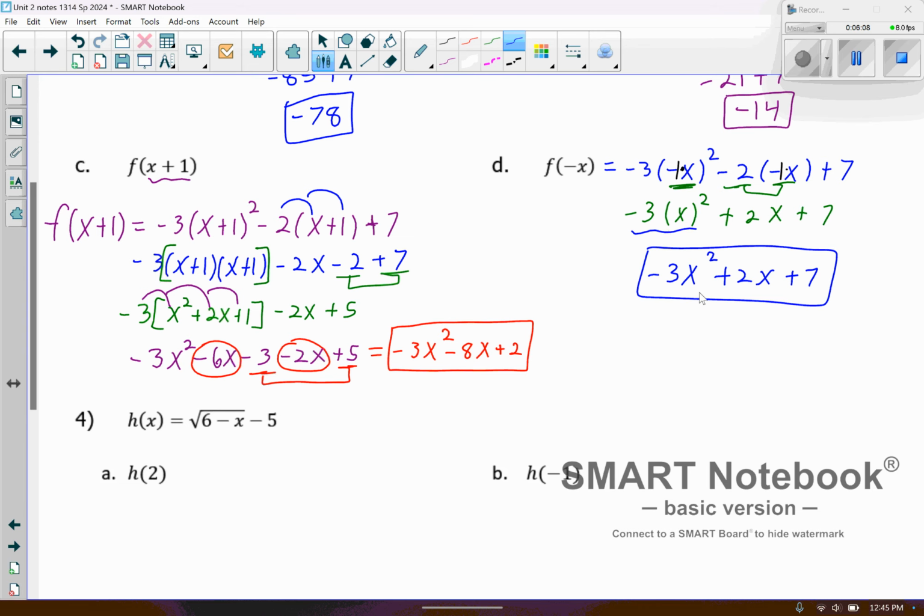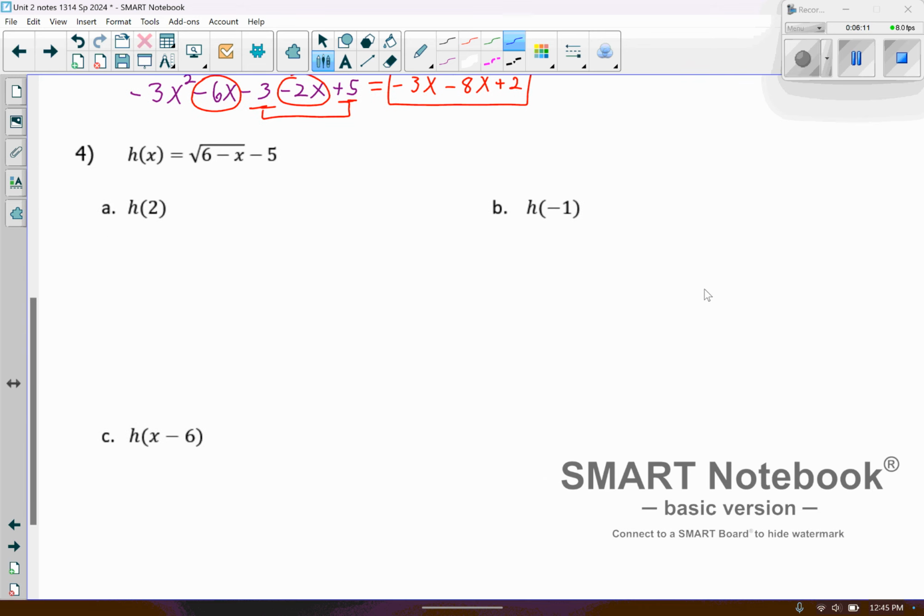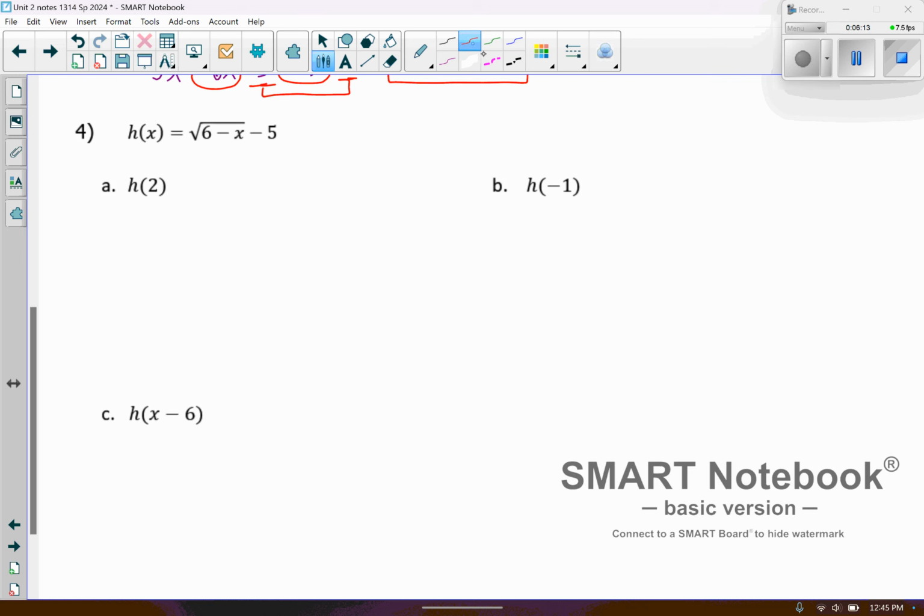All right, let's take a look at example 4 here. So we have a square root. So I'm going to plug in whatever we're evaluating the function at right here. Just in this first example, I'm going to plug a 2 in there. So we're going to have the square root of 6 minus 2. And then we have a minus 5, which is on the outside. It's not part of the radical. So then this will become the square root of 4 minus 5. Square root of 4 is 2. 2 minus 5 is negative 3.